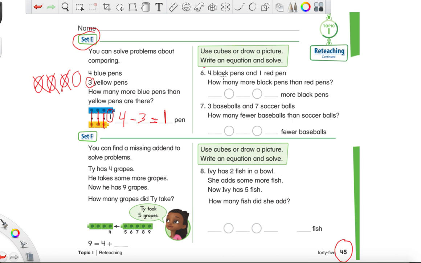We're going to try number 6. I'm going to read it. I'll let you guys try it, and then we'll do it together. We have 4 black pens and 1 red pen. Make sure you circle that. So we circled the numbers 4 and 1. How many more black pens than red pens? When we see "more than," that means we're subtracting. So in this middle bubble, we need a minus sign. And then we have our equal sign, which separates the two numbers from our answer.